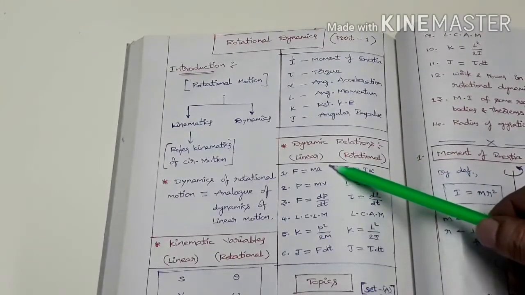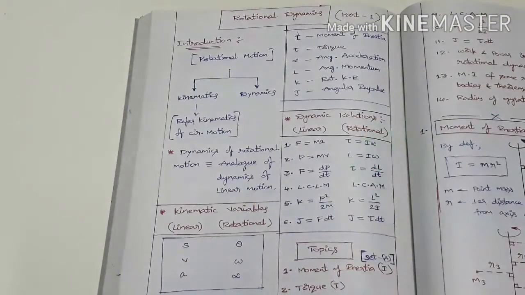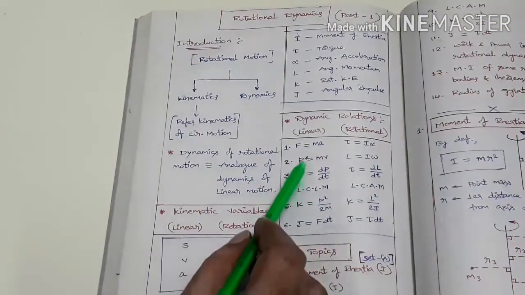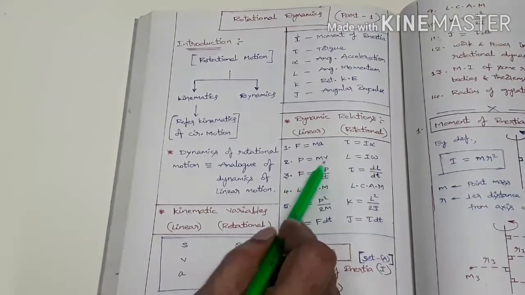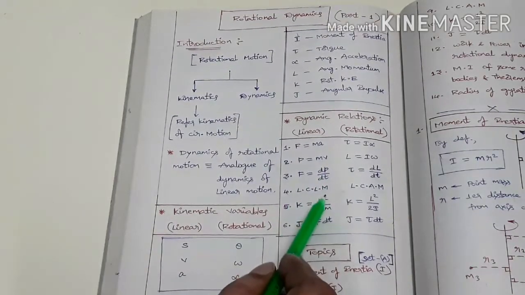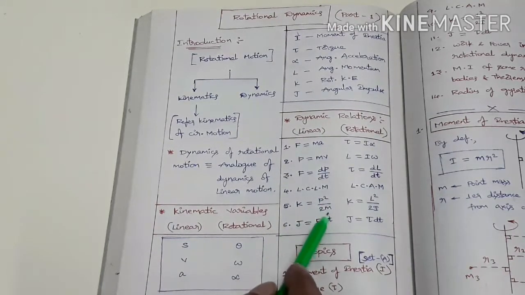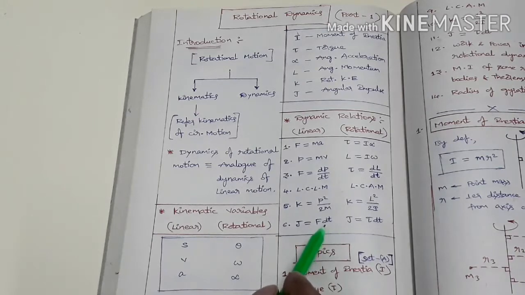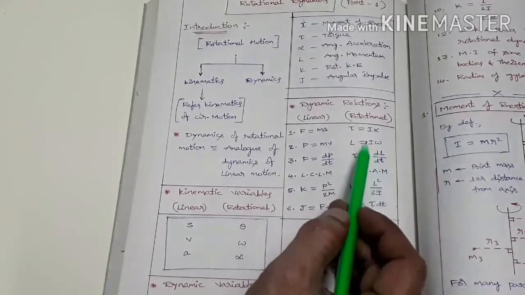See, in linear dynamics, what are the relations? F equal to ma. P equal to mv, linear momentum equal to mass into velocity. Force F equal to dp by dt, LCLM, law of conservation of linear momentum. Kinetic energy K equal to P square by 2m, where P is linear momentum, m is mass. Impulse J equal to F dt, where F is a large force acting for an infinitesimally small time interval dt. The same equations we will have for rotational motion.